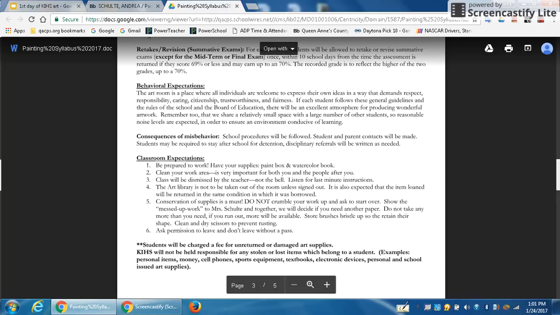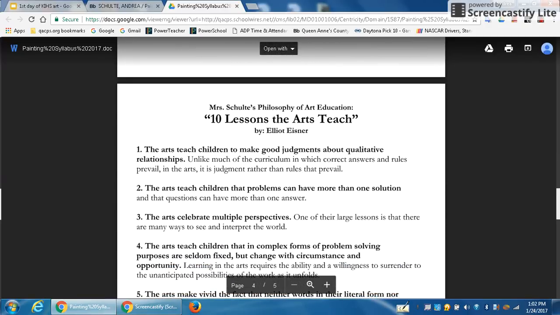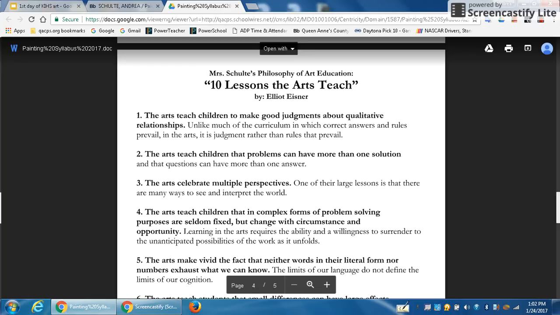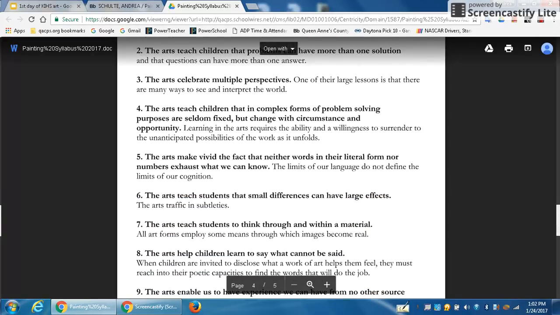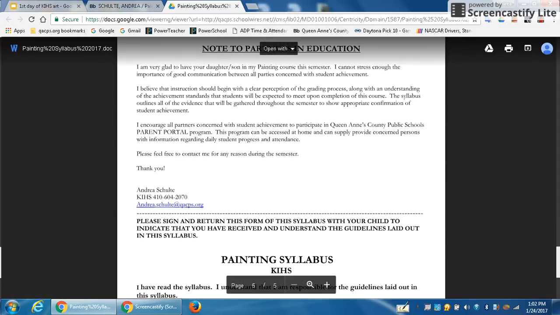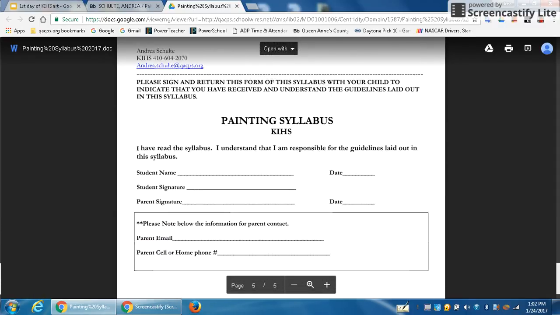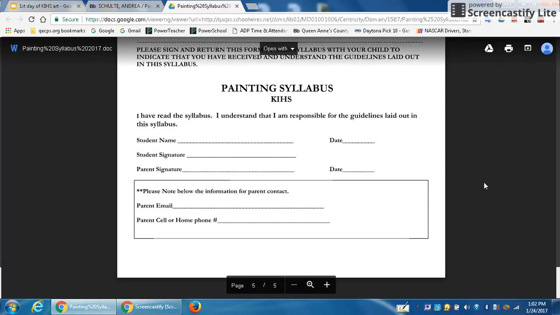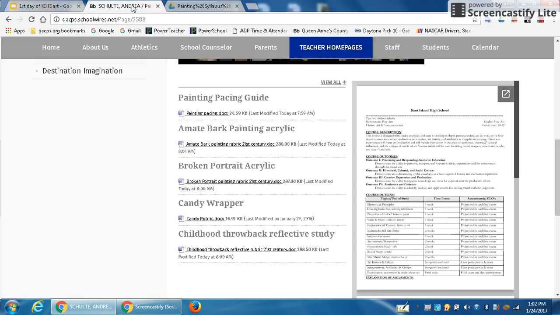Behavior and classroom expectations really revolve just around common respect: doing what you're supposed to do, asking good questions, communicating, being responsible for your own actions, those kinds of things. The educational philosophy I actually borrow from Elliot Eisner. These 10 lessons are really why I do what I do, why I'm passionate about what I do, and my goals for when I instruct your children throughout the semester. The last page will need to be signed, and this will come back to me, just stating that you understand what the requirements are for the semester and you understand the expectations.